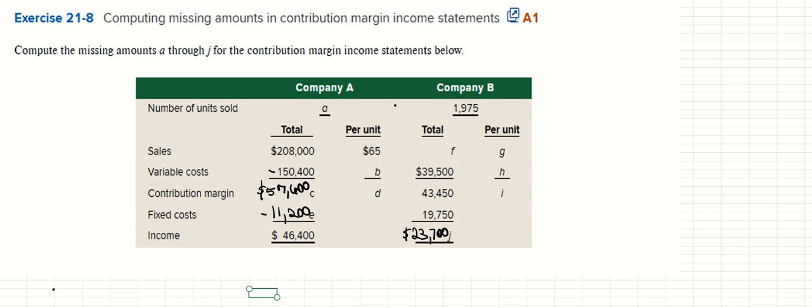All right, so from here I am going to go from bottom to top. We have the contribution margin of $43,450 and the variable costs of $39,500. In order to get the sales, which is letter F for company B, I'm going to take the contribution margin and add it to the variable costs to get my total sales. So 43,450 plus 39,500 gives me $82,950. And that's our total sales for company B.